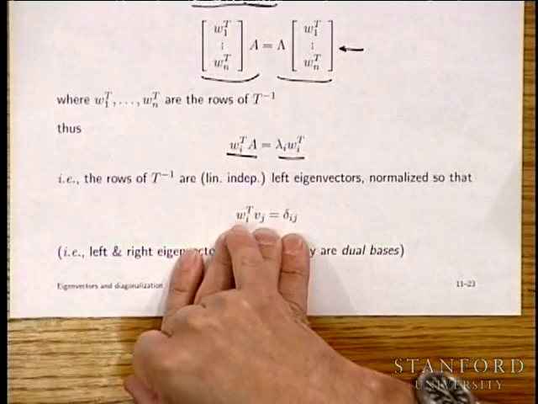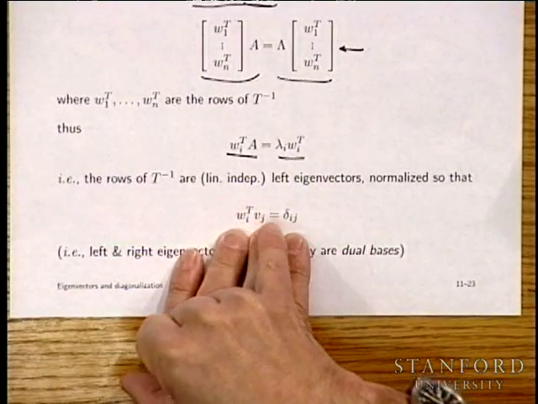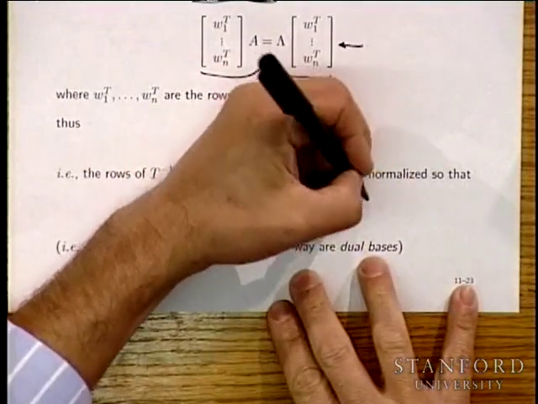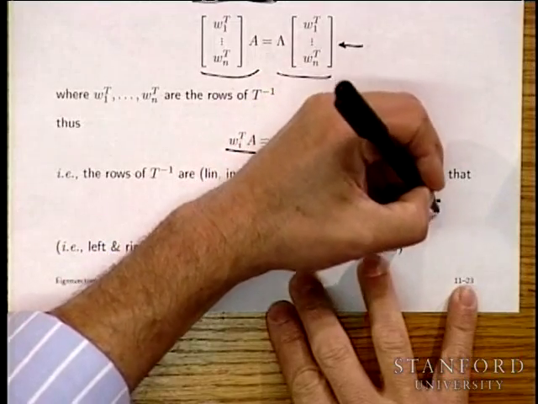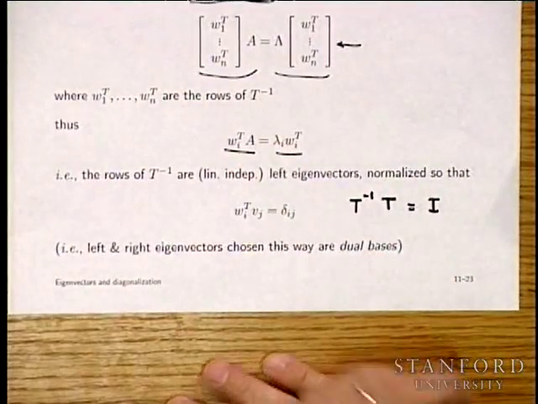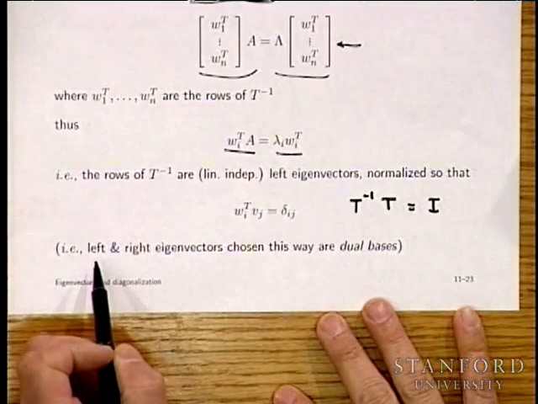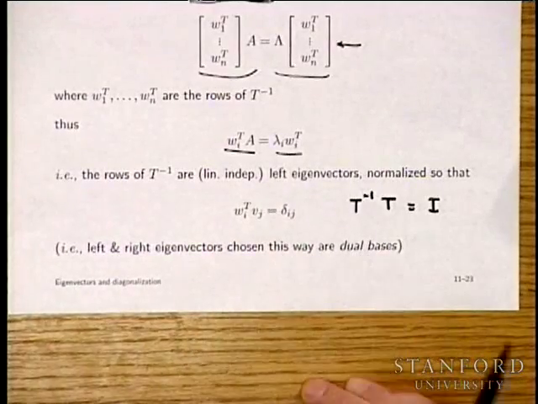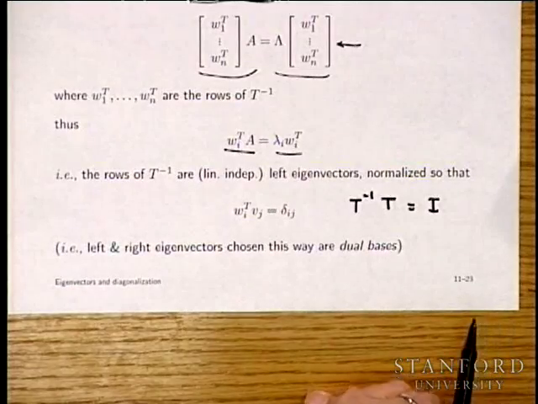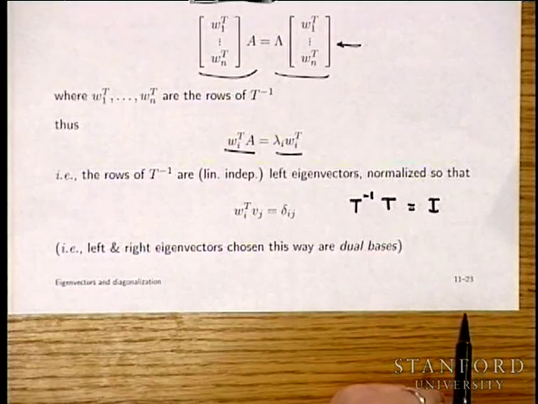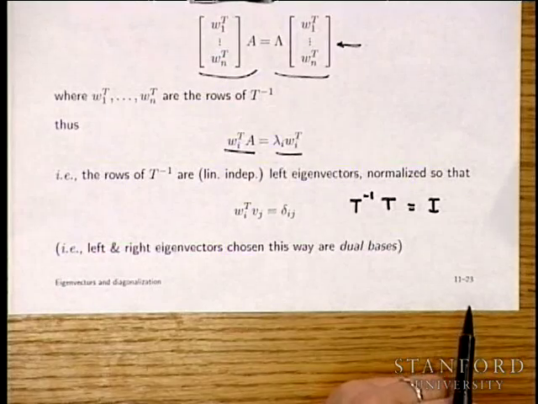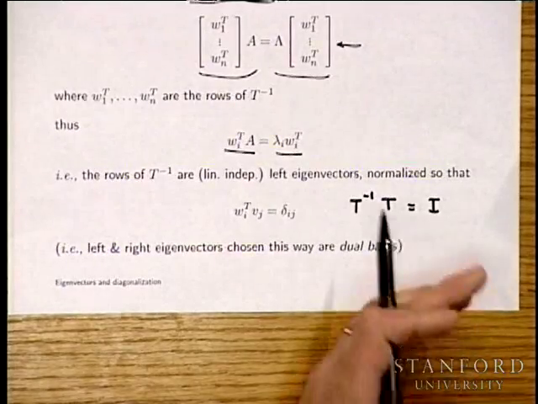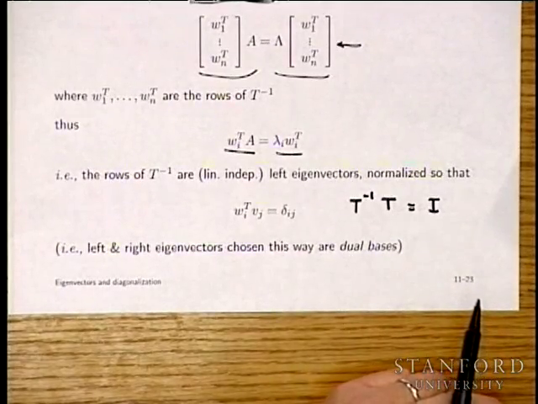They're normalized so that Wi transpose Vj is delta ij, right? Which is basically saying T inverse times T equals I. Okay? So what you would say is, if you scale the left eigenvectors this way, they're dual bases. Now I should make a warning here: if a vector is an eigenvector, so is 3 times it, and so is 7 times it. In fact, any scalar multiple.